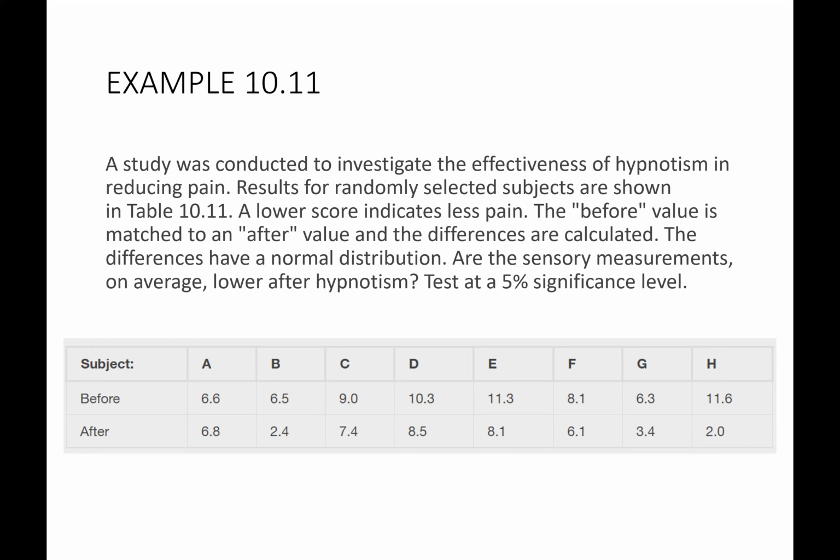A study was conducted to investigate the effects of hypnotism in reducing pain. Results for randomly selected subjects are shown in table 10.11. A lower score indicates less pain. The before value is matched to an after value, and the differences are calculated. The differences have a normal distribution. Are the sensory measurements on average lower after hypnotism? Test at a 5% significance level.